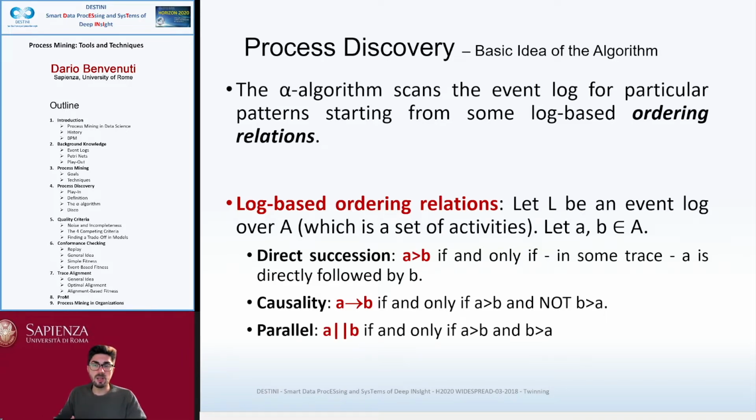We can have the parallel, of course, if A comes before B and B comes before A at the same time in the same trace. And we can have a choice if A never directly follows B and vice versa. For sure, they need to be in the model. There should be a choice between A and B, since they are never following each other.